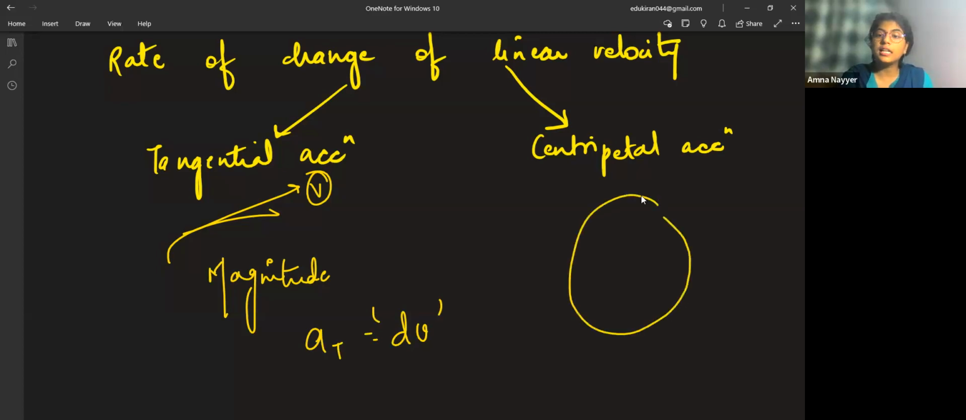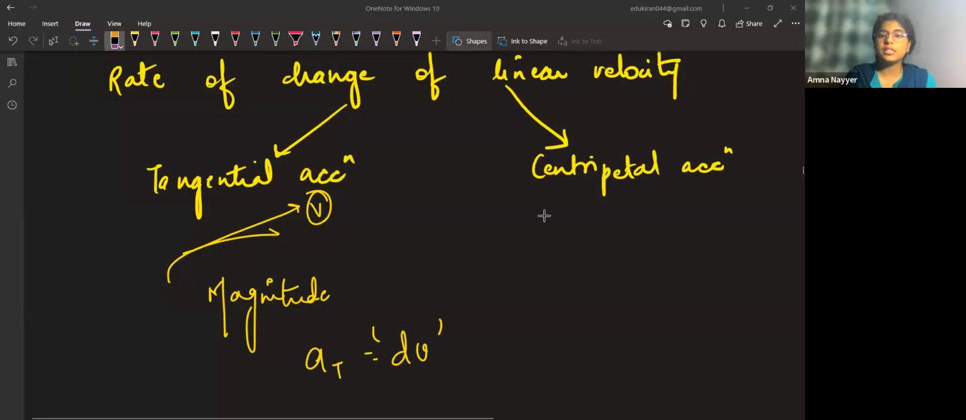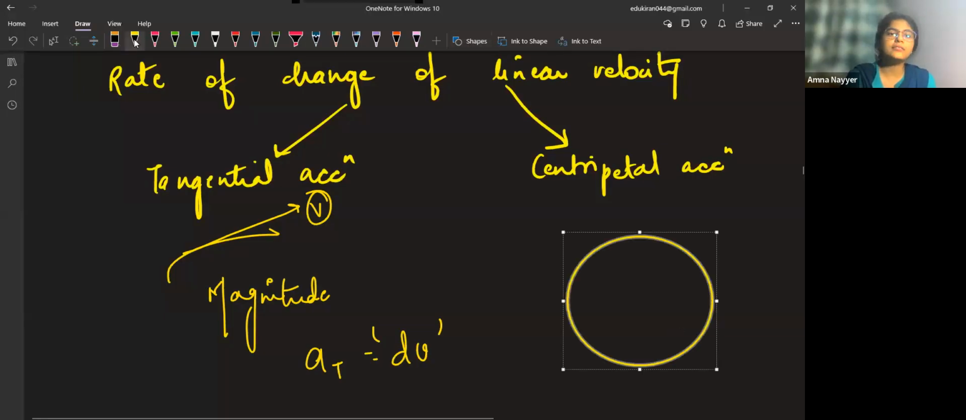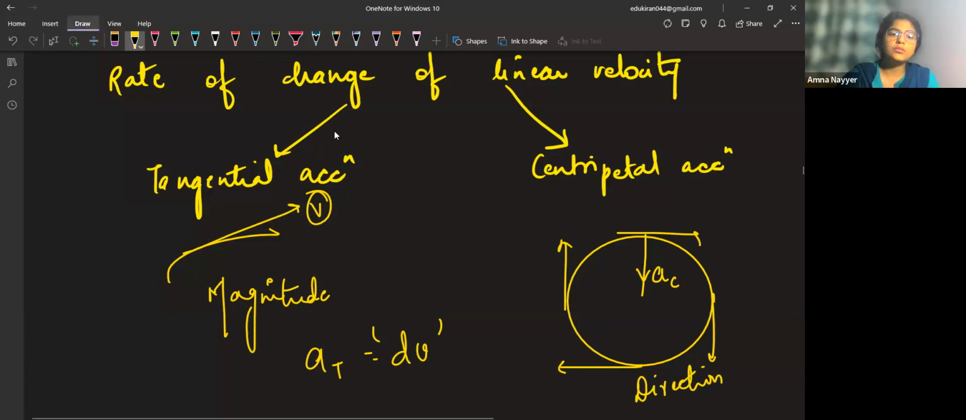Now, because the direction is also changing, here we have this is one direction, this is one, this is one, this is one. So we have an acceleration along the radius and pointing towards the center, which is known as the centripetal acceleration. This is because of the change in direction.